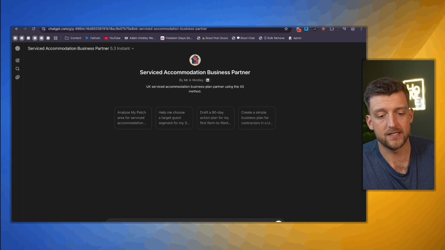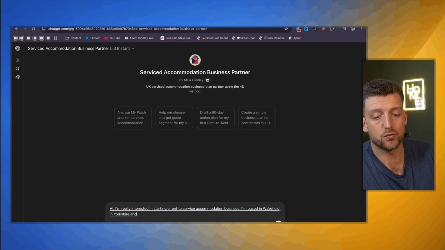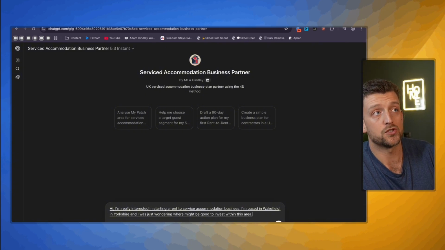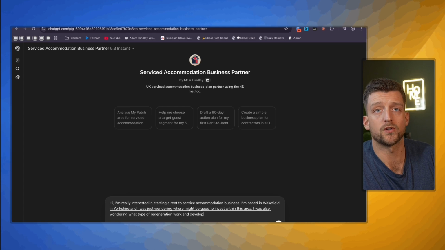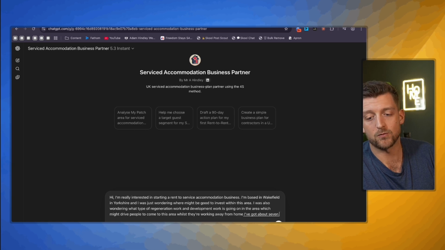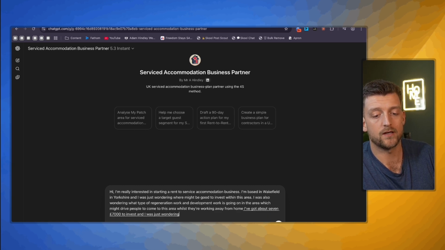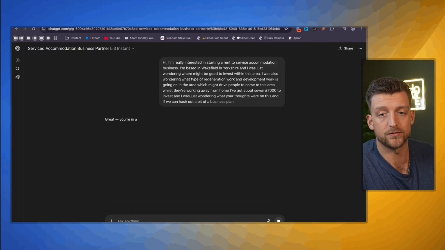Hi, I'm really interested in starting a rent to service accommodation business. I'm based in Wakefield in Yorkshire, and I was just wondering where might be good to invest within this area. I was also wondering what type of regeneration work and development work is going on in the area, which might drive people to come to this area whilst they're working away from home. I've got about £7,000 to invest, and I was just wondering what your thoughts were on this and if we can hash out a bit of a business plan. There we go, get that sent off and see what it comes back with.